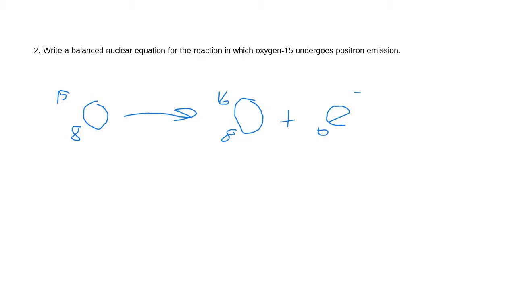Okay, please do this one. We want a balanced nuclear equation for the reaction in which oxygen-15 undergoes positron emission. Did I miss something obvious there?